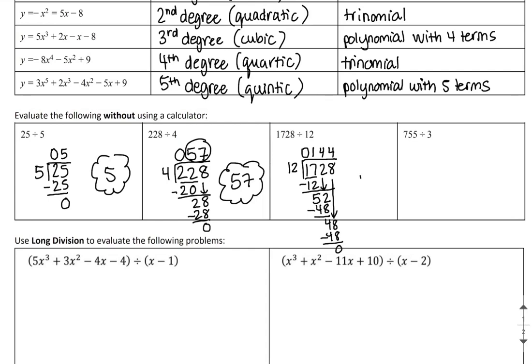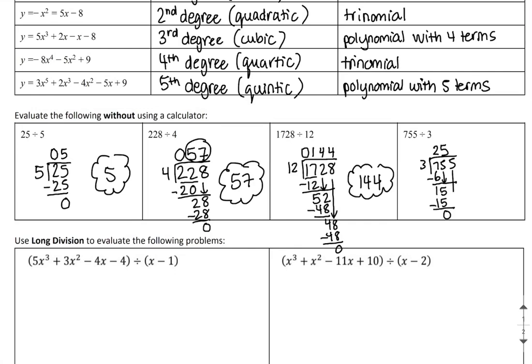My answer is 144. And then for the last one, I have 755 divided by 3. I'm asking myself, how many times does 3 fit into 7? And it's 2 times. 3 times 2 gives me 6. I subtract 6 from 7, I get 1. And then I bring down 5. 3 into 15 is 5. I multiply 3 times 5 to get 15.